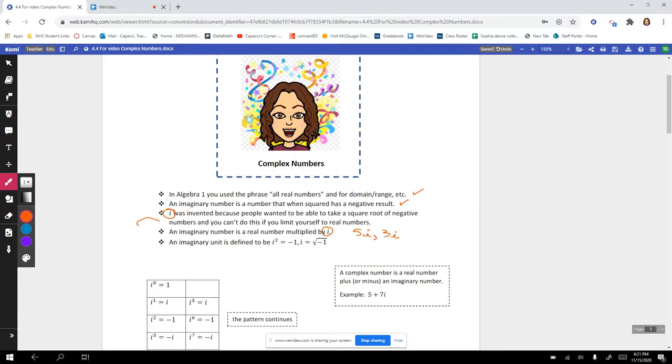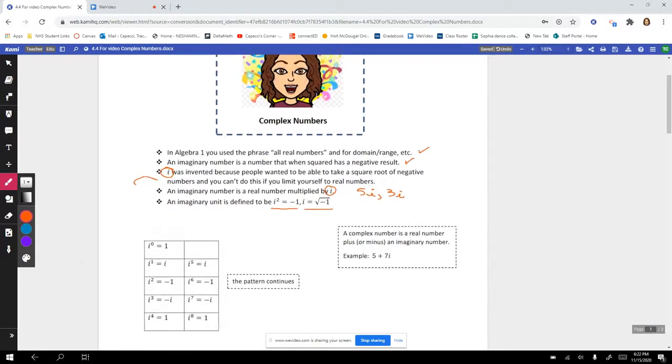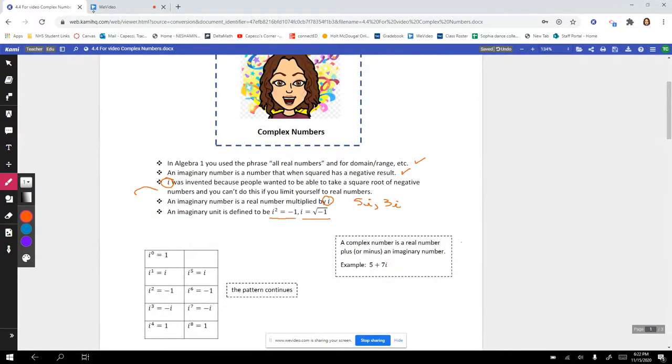They're all imaginary numbers. Now, there are two things you need to know about the imaginary unit. First of all, i squared is equal to -1, and i is equal to the square root of -1. We're going to talk about complex numbers today, and we're going to get to this a little bit later in the lesson. But a complex number is a real number plus or minus an imaginary number. So in this example, here's my real number, and there's my imaginary number.